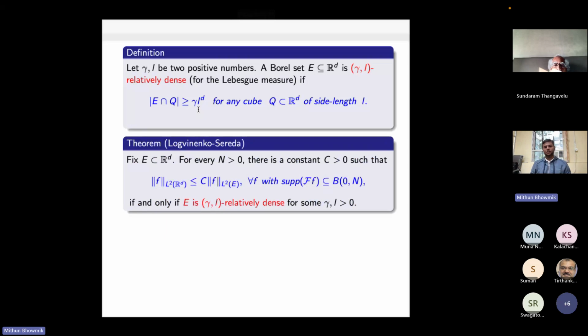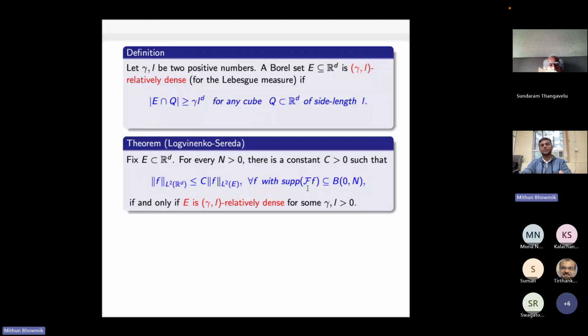Now, the Logvinenko-Sereda theorem talks about functions which are spectrally localized. Then we can propagate the smallness on a relatively dense set to the entire Euclidean space. So this is the exact statement of the result. We fix a subset E in R^d. Then for every n positive, there exists a constant C. That C will depend on n and not exactly on the set E, but on the parameters gamma and L, such that the L2 norm of f on the entire Euclidean space is controlled by its L2 norm on the restriction to the relatively dense set.